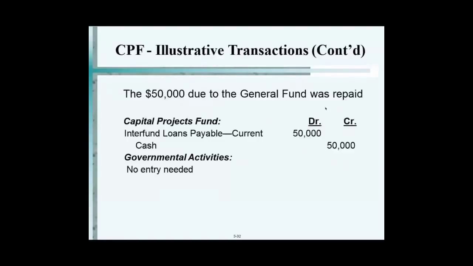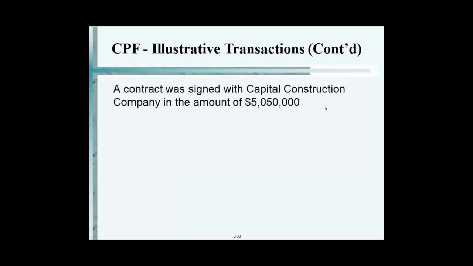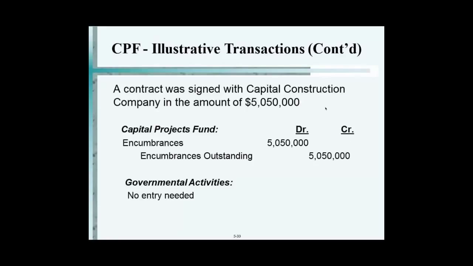Again, contract was signed. Anytime you sign a contract, what do you do? The first thing, you create an encumbrance. And the entry is always the same, debit encumbrance and credit encumbrance outstanding. No activity, nothing in the governmental activities area. Everybody with me, stop me. I see some glazed eyes. You need some coffee. We'll take a break shortly. Okay.